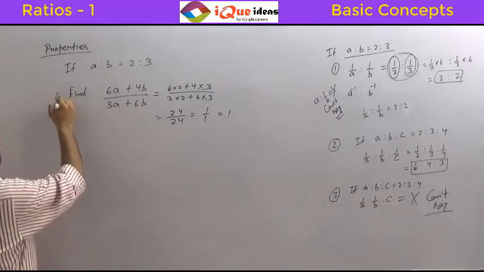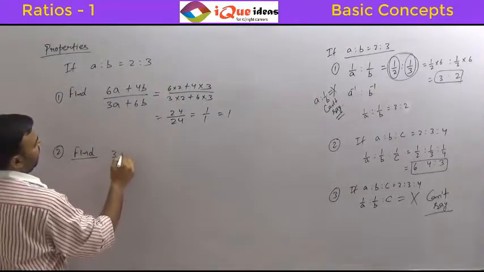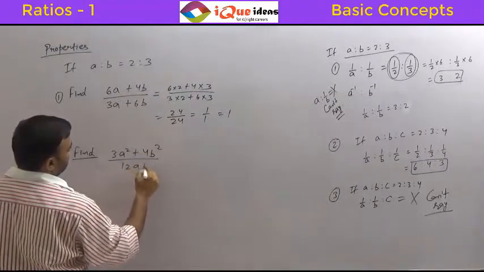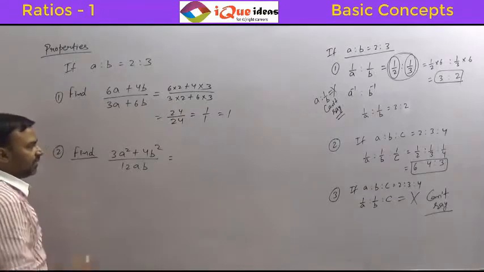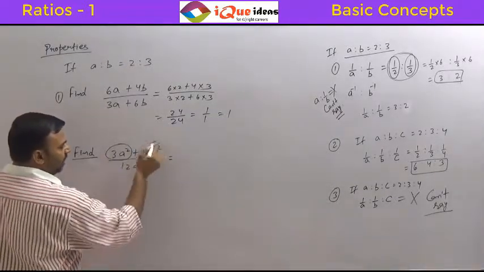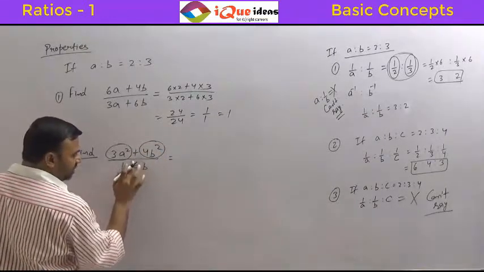But suppose the question says find (3a² + 4b²) divided by 12ab. Can we calculate this? Yes, we can still calculate, because the power of this term with respect to the unknown is 2. And the power of this term is still 2 because a into b.